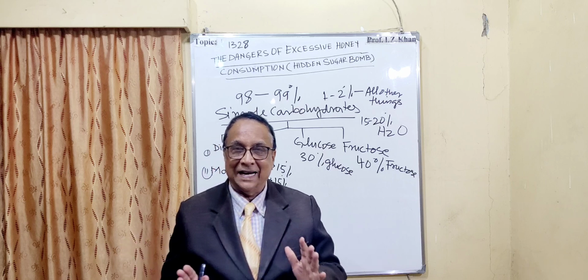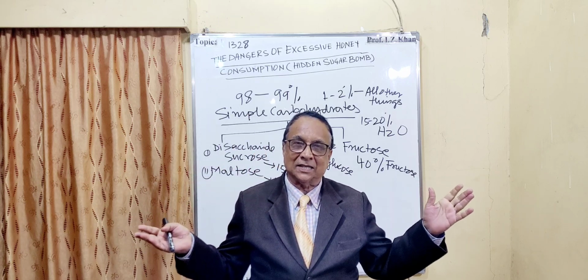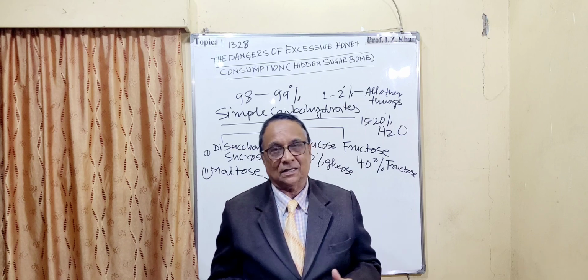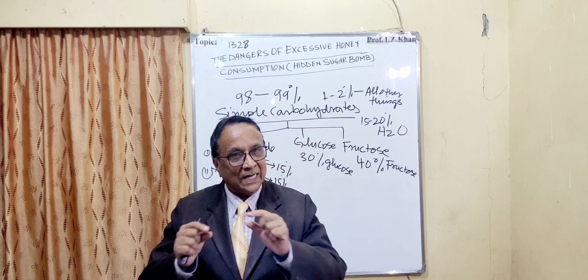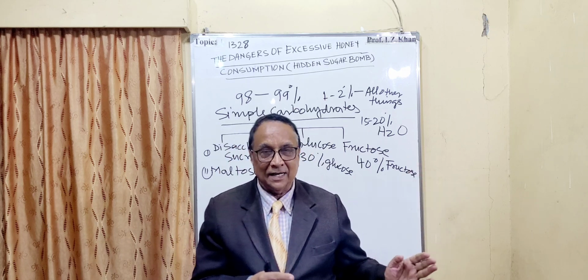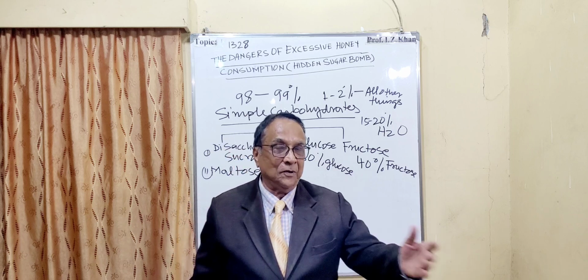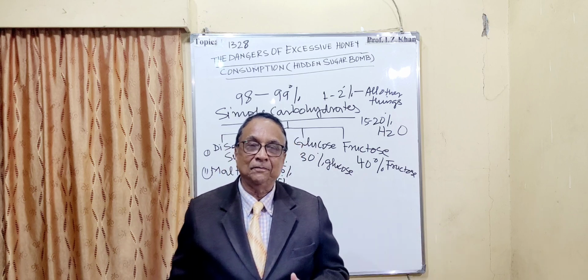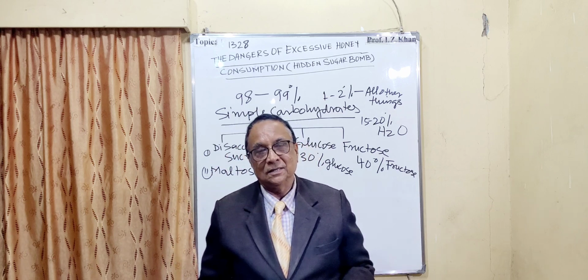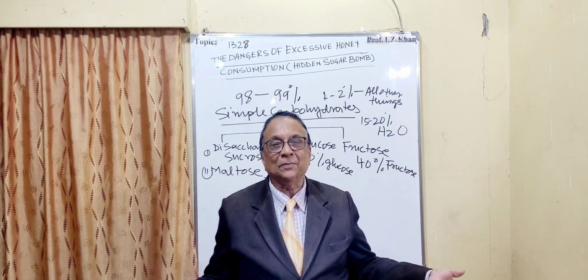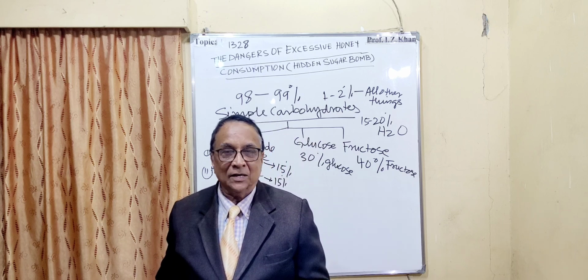So it is now clear that the maximum quantity in honey is not glucose. Many people say it is a condensed form of glucose. No, it's a mixture, and 98 to 99% is a mixture of simple carbohydrates, meaning it contains disaccharides and monosaccharides. Disaccharides are sucrose, maltose, at 10 to 15%, fructose is 35 to 40%, and glucose is 25 to 30%. Apart from that, there is water, 10 to 20%.